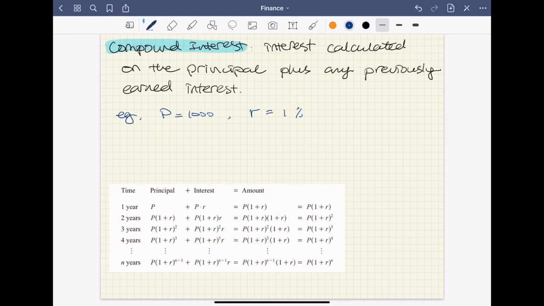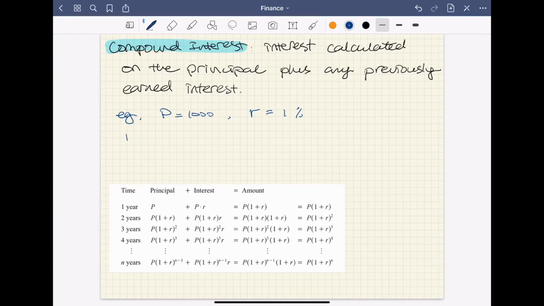All right, the next topic we're going to talk about is the compound interest. Compound interest is the interest calculated on the principal plus any previously earned interest. So let me give you an example first, and then let's derive the formula together, or let's look at the derivations together. Okay, so my example is that the principal that I'm investing is $1,000, and the rate is at 1%.